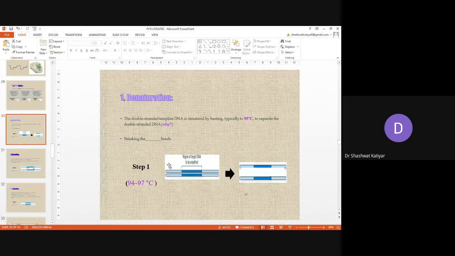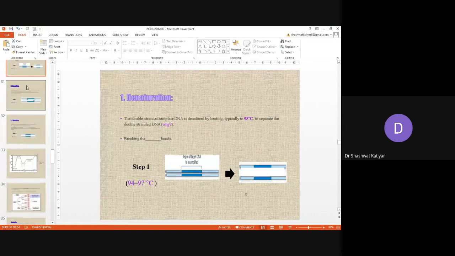So it is better that the temperature be between 94 and 97 degrees Celsius. If the temperature is more than 97 degrees Celsius, the bonds will break down. The dNTPs and phosphodiester bonds will break down, so the DNA will be completely denatured to the dNTP structure. So this is the first, denaturation process.